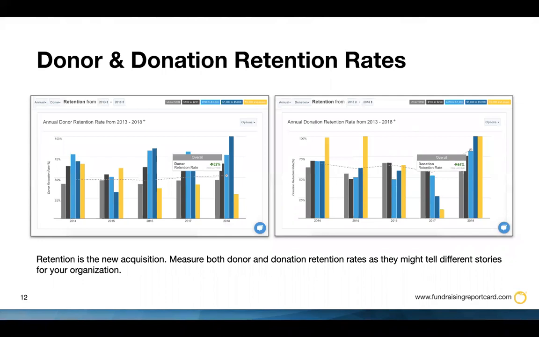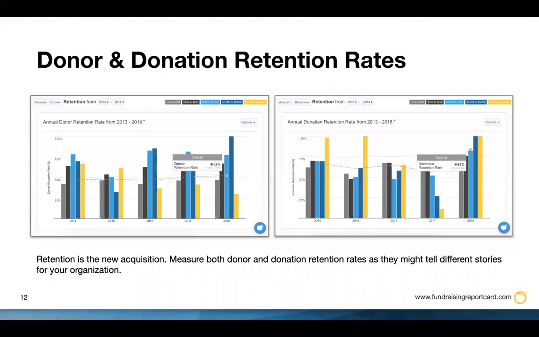Again, measure both donor and donation retention rates as they tell different stories for your organization. They do here. That's the second one. First is donor and donation growth. You might say those are 2 different metrics, and indeed they kind of are. The second cornerstone is donor and donation retention rates.